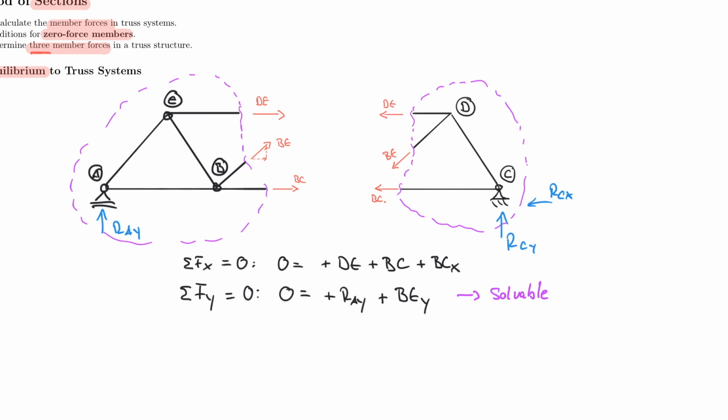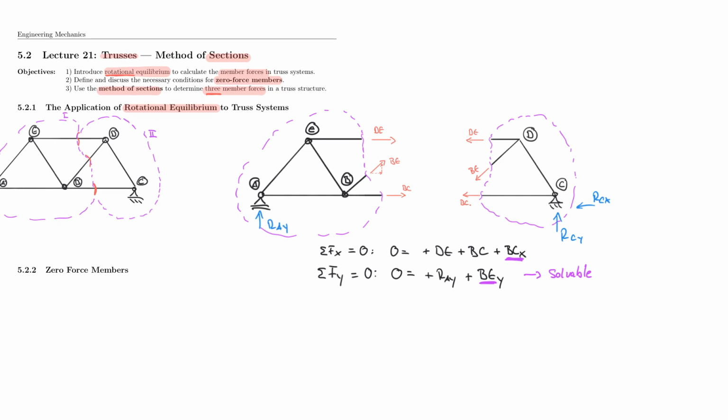But even if I find BEY, then what I would end up with is solving BCX, and I still have my 2 unknowns here. So therefore, I reached a dead end, and I need to find another solution. And of course, from the introduction of the lecture, you already remember that now I'm using the moment rotational equilibrium to solve this problem. And this is where the trick in the method of sections lies.